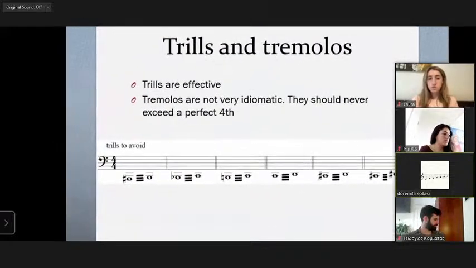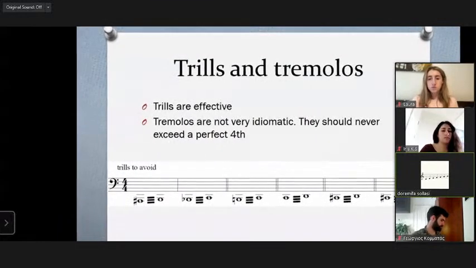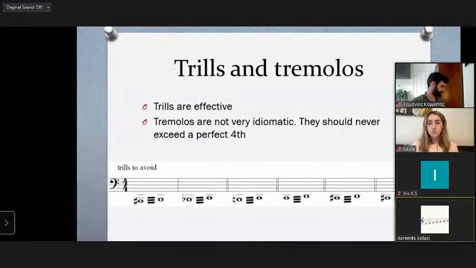Well, now let's see the trills and tremolos. Trills are effective in bassoon writing, so you can use trills. But let's say that the tremolos are more problematic. They should never exceed a perfect fourth. So if you use tremolos in bassoon writing, you can use only minor thirds or major thirds.